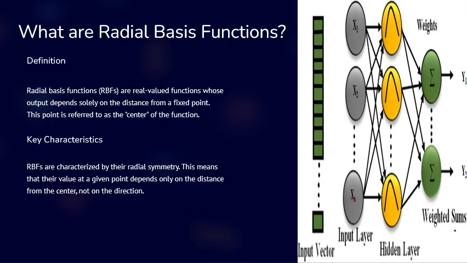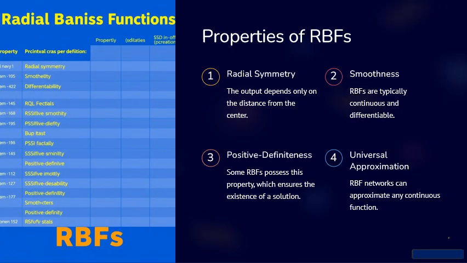Next, let us see what are radial basis functions. The definition is: radial basis functions are real valued functions whose output depends solely on the distance from a fixed point. This point is referred to as the center of the function. Key characteristics: RBFs are characterized by their radial symmetry. This means that their value at a given point depends only on the distance from the center, not on the direction.